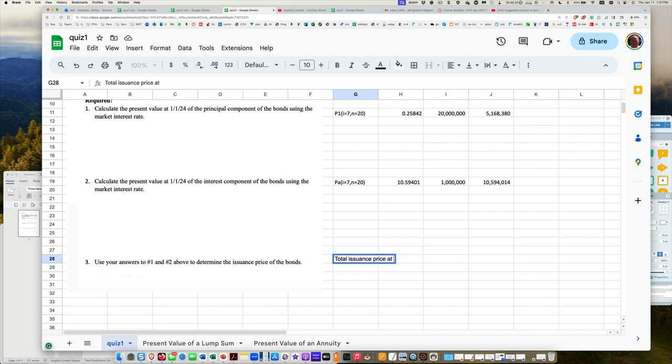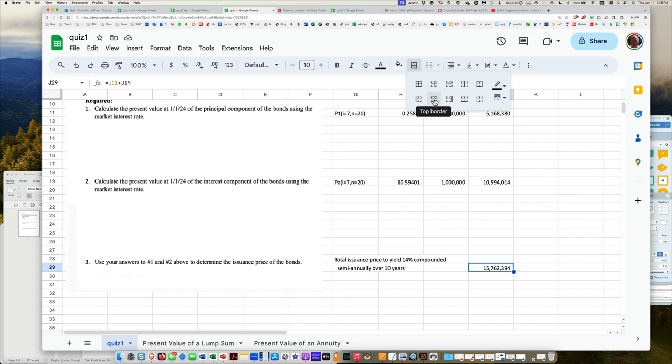And then the total issuance price at 14% to yield 14% compounded semi-annually over 10 years is going to be equal to the total of the 5 million, the value of the principal, plus the present value of the interest payments, 15,762,000. And here we're going to put a top line there, and then we'll come and make a bottom line.